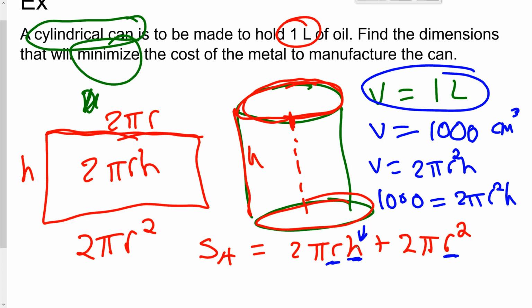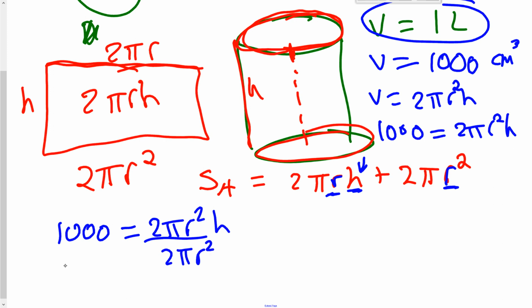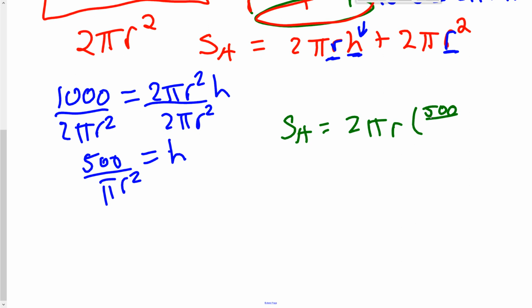Here I'll solve for h because I only have one h here, rather than solve for r and have to plug in an r here and an r here into this equation. So if we solve this, 1,000 cubic, is it cubic millimeters? I can't remember. Cubic centimeters, I think. This is 1 liter, equals 2 pi r squared h. So if I divide by 2 pi r squared, I get my h. I can start reducing this. That'd be 500 divided by pi r squared. So then I can plug it into my surface area, 2 pi r, and then my h, which is 500 over pi r squared, plus 2 pi r squared.